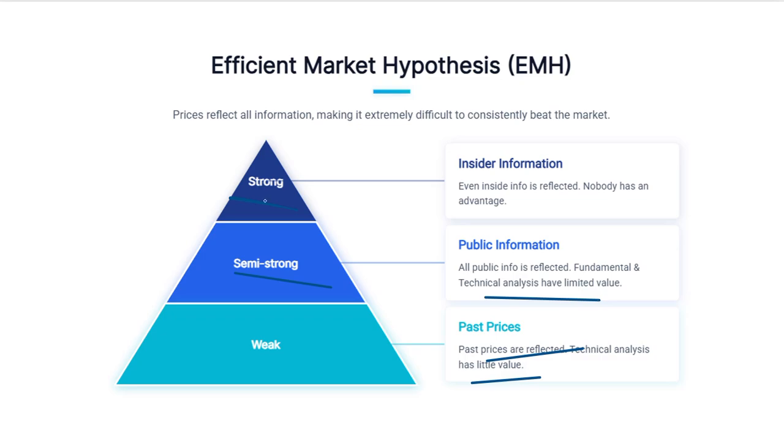The strong form states that all information is fully reflected in the current price, including both publicly available and insider information. In other words, no single investor has information that provides an advantage over any other investor.